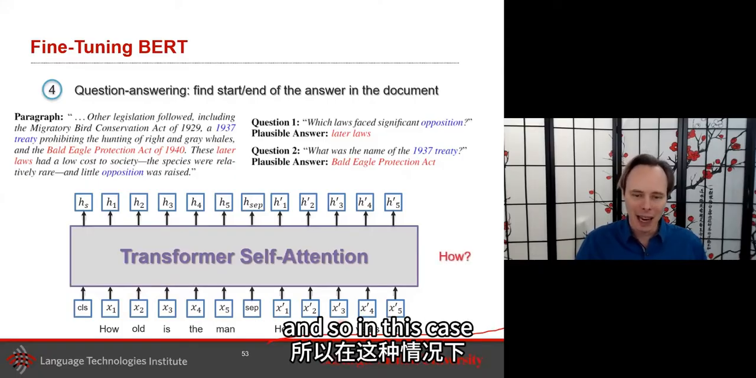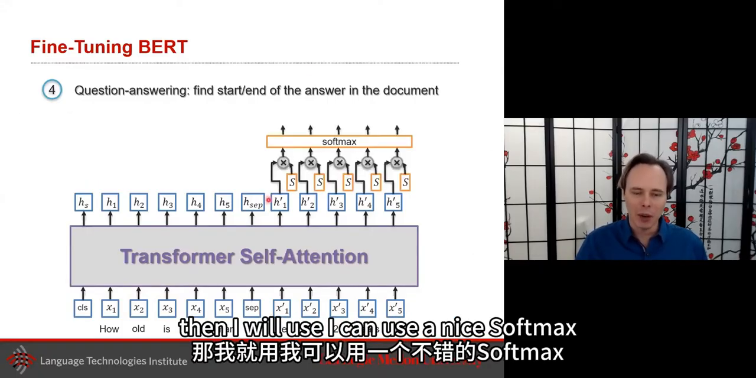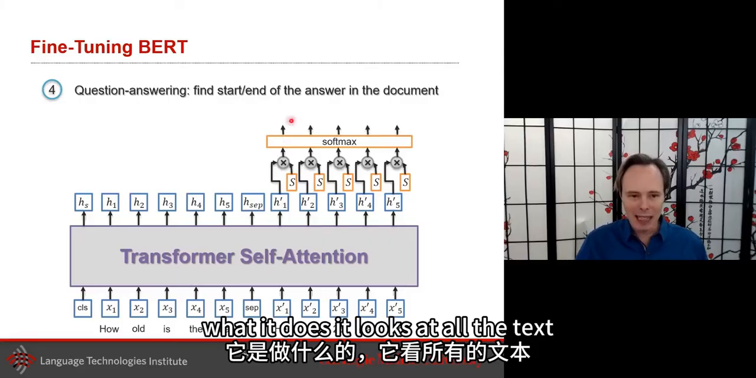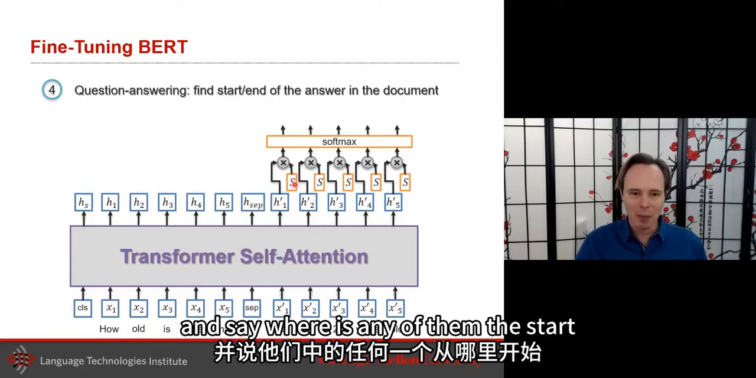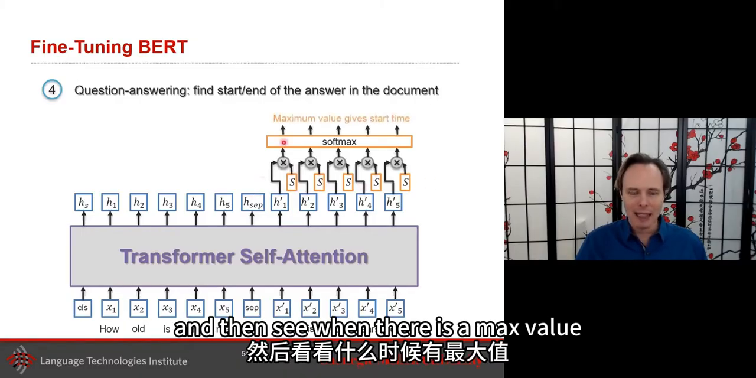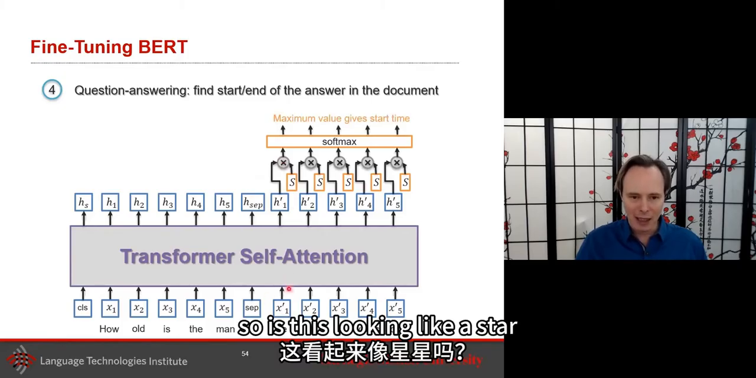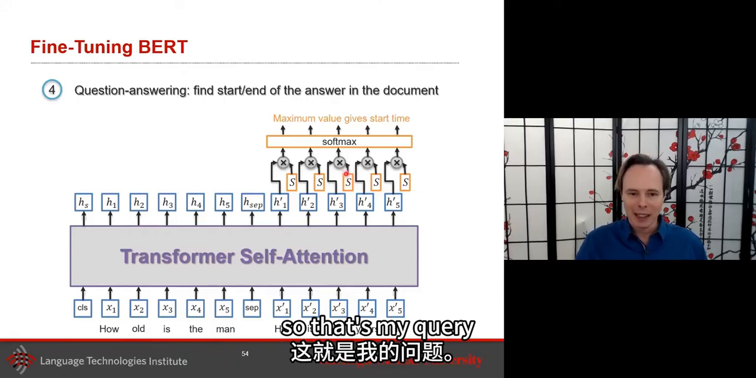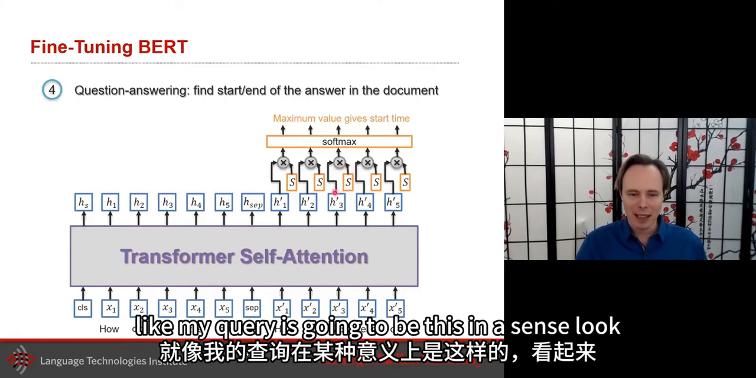And so in this case, I can use a nice softmax. What it does is it looks at all the text and says, where is any of them the start? That's comparing the start token with each of them. And you can then see when there is a max value. So does this look like a start? Does this look like a start? That's my query. My query is going to be this, in a sense.